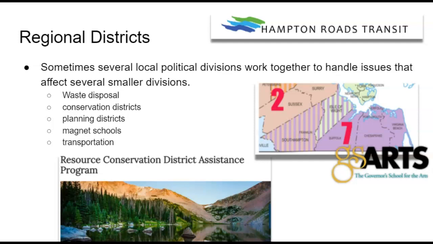Magnet schools, like the Governor's School for the Arts, this is a regional district. So you might choose to apply to Governor's School as a rising ninth grader. And at Governor's School, there will not just be students from the city of Norfolk, they'll be coming from other places in Hampton Roads. And then transportation. You've probably seen HRT buses. HRT buses serve multiple localities. They don't just serve within the city of Norfolk and then stop. They can carry people into other parts of Hampton Roads.